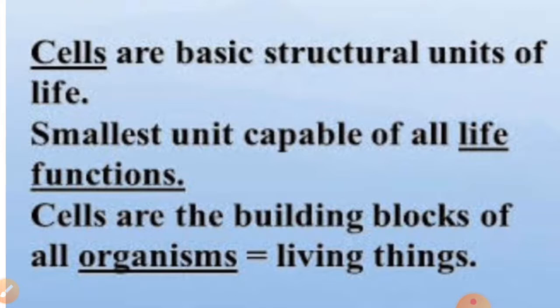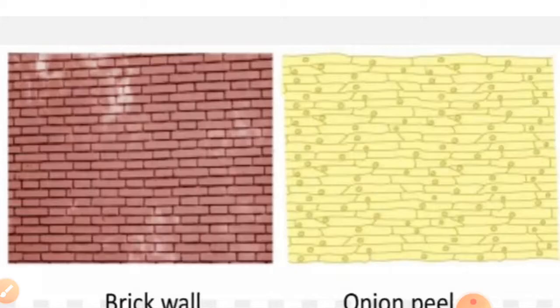A cell is capable of performing all biological activities in a living organism. Thus, a cell is the structural and functional unit of life. But how can we see the structure? You can see here on one side the brick wall. Generally, we can see this in our homes also, and this is the onion peel cells. These are the cells, and this is the brick wall.